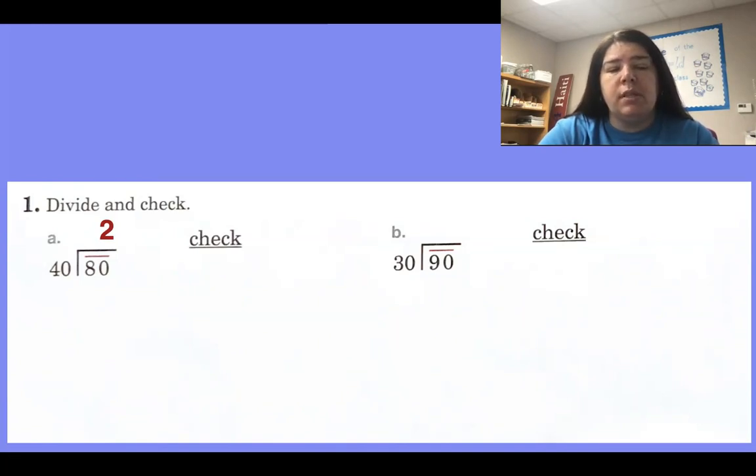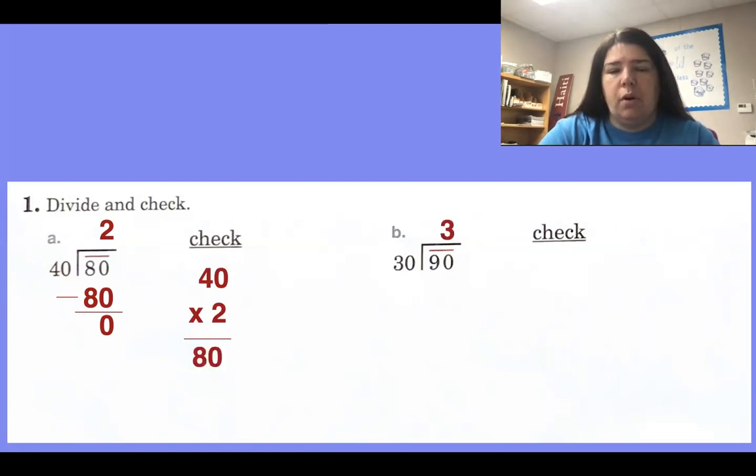2 times 0 is 0, and 2 times 4 is 8, and we bring the 80 down. 80 minus 80 equals 0. Simple enough. There's nothing else to bring down, so our answer is 2. We need to check our answer. We take the 40, we multiply it by our quotient 2, and we should get the same as our dividend, 80.